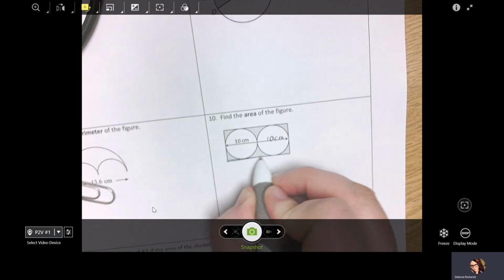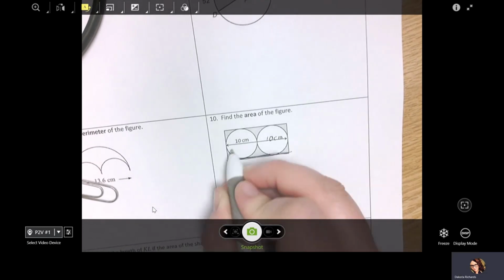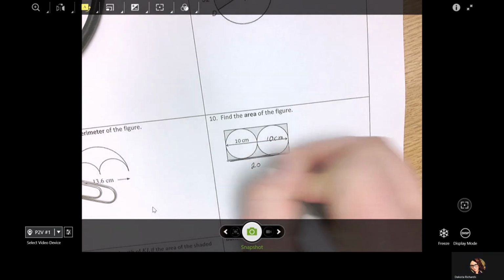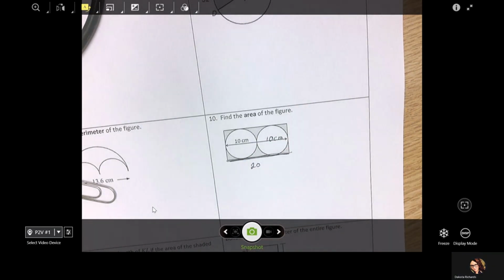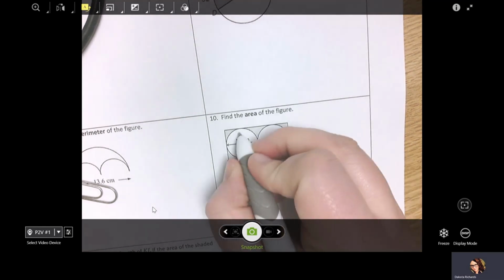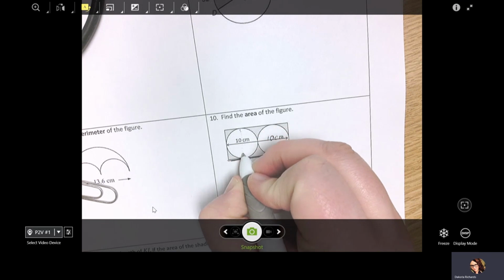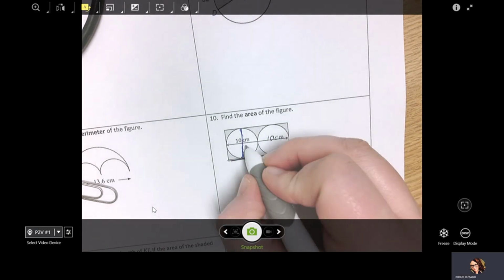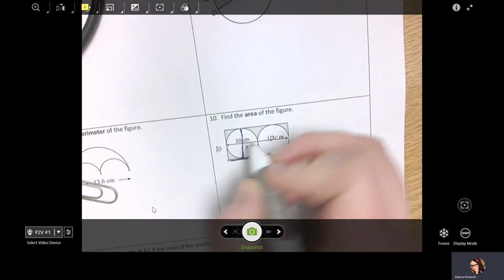So this entire distance, what is 10 plus 10? 20. All right, so you can make another diameter, but going vertically here. The diameter is 10. So that distance is also 10. So this is 10.